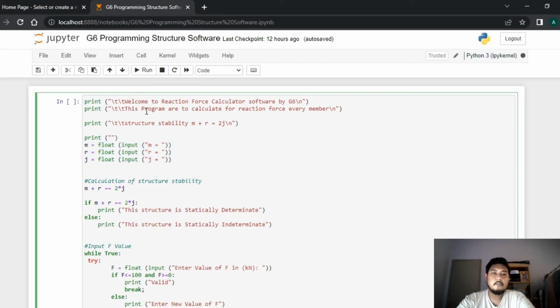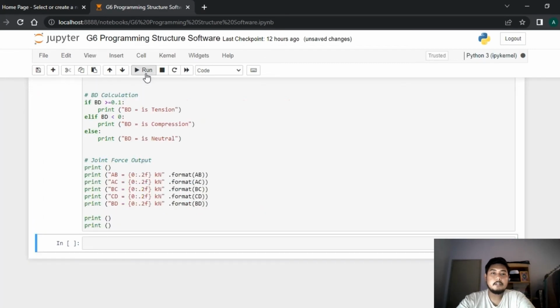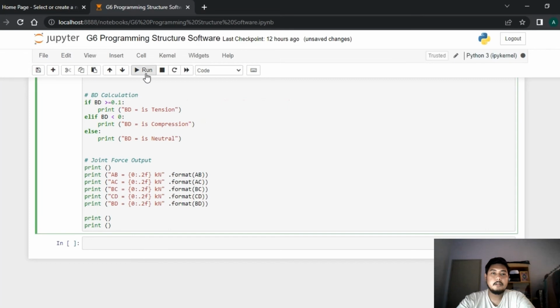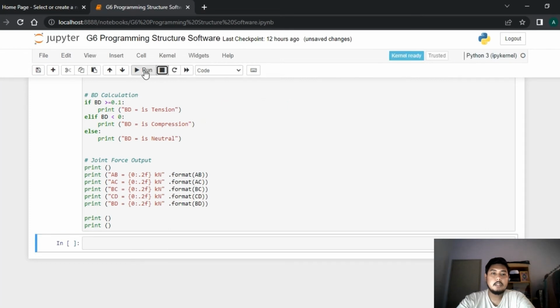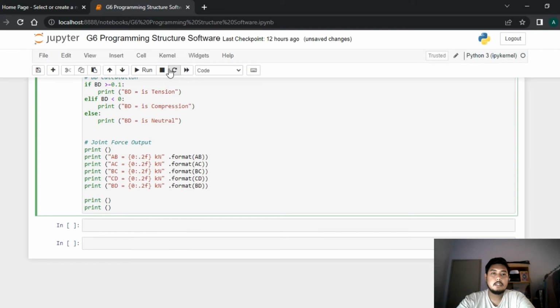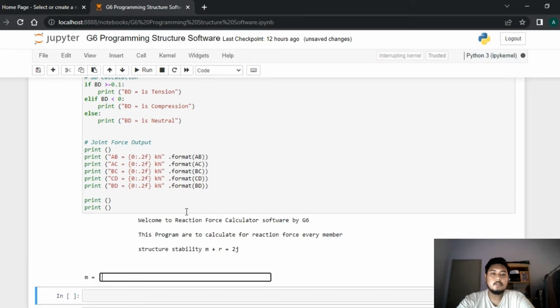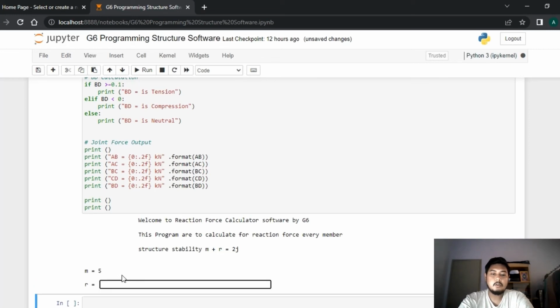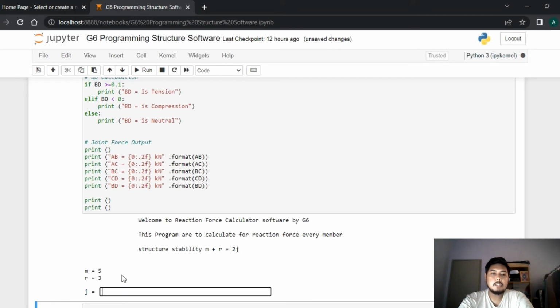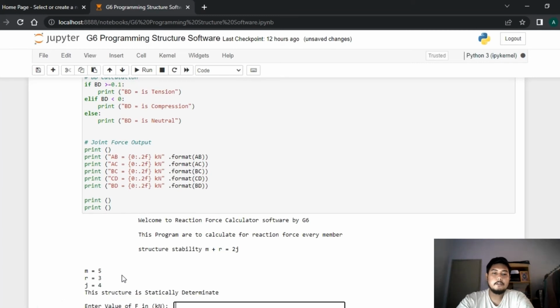If we click run, the first one will ask you about M. M is member. Based on the diagram given in the instruction, member is 5. The reaction based on roller and pin support is 3. And then the joint is 4 in total.